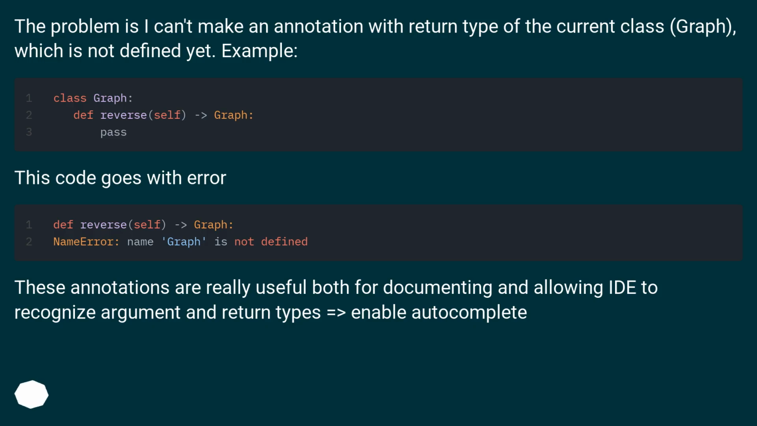The problem is I can't make an annotation with return type of the current class, Graph, which is not defined yet. Example. This code goes with error. These annotations are really useful both for documenting and allowing IDE to recognize argument and return types, enable autocomplete.